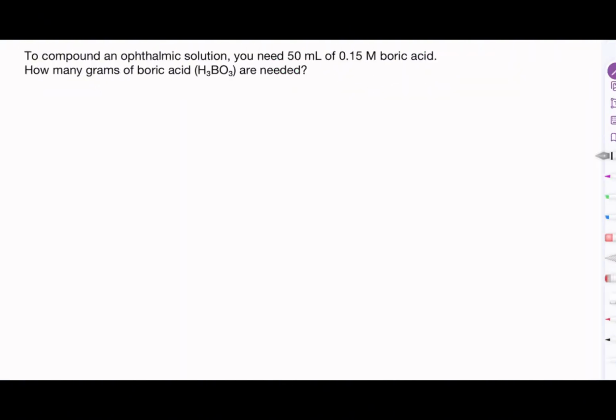Now on to our second question. To compound an ophthalmic solution, you need 50 milliliters of 0.15 molar boric acid. How many grams of boric acid are needed? Now in this case, it is not the molarity which we'll be solving for, but we will be solving for the mass of our solute. Now, the first step is find the given. Our given, which is the 50 milliliters, which is the volume, and then the 0.15 molar of boric acid.